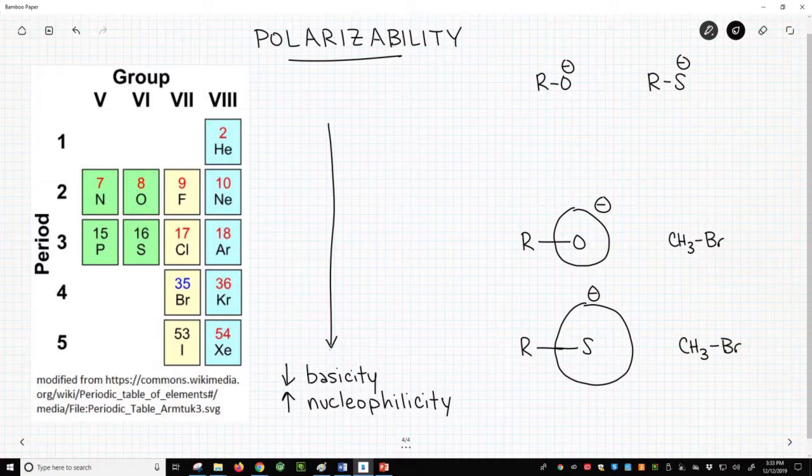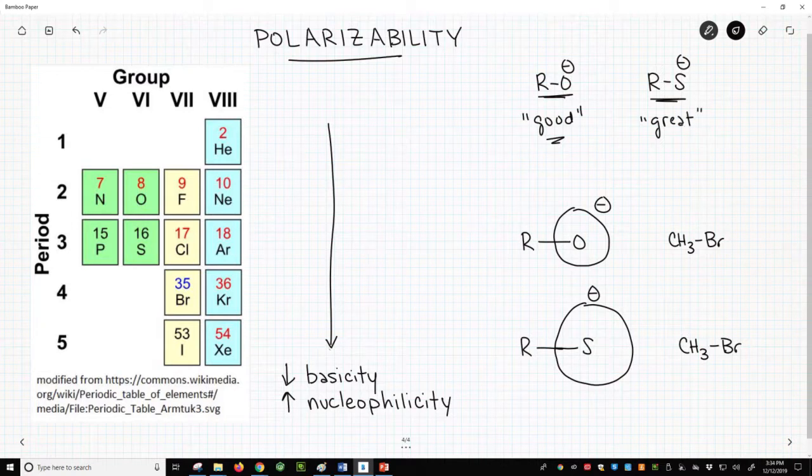Let's focus on oxygen and sulfur, and they're in the upper right corner. Alkoxides, oxygen anions, are more basic than sulfides, or thiolates, the sulfur anion. But sulfides are more nucleophilic. In fact, when we learned about SN2 nucleophiles, we said the alkoxides are good nucleophiles, but the sulfides are great nucleophiles.